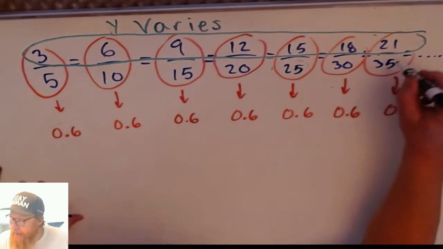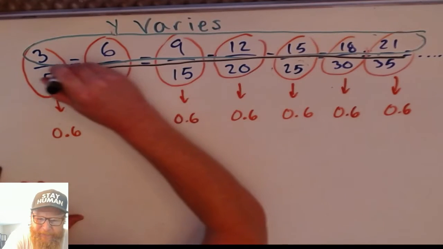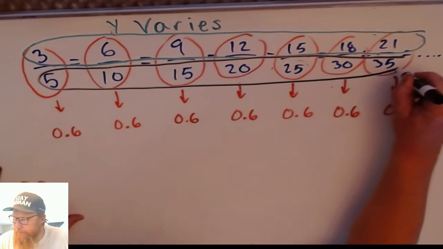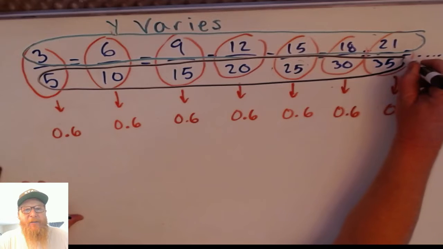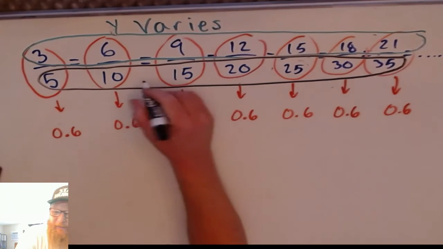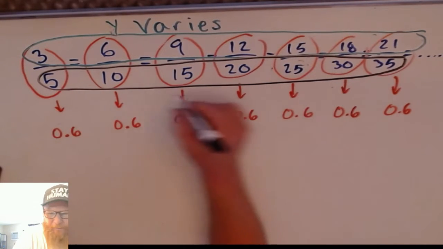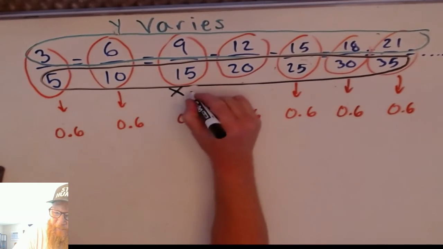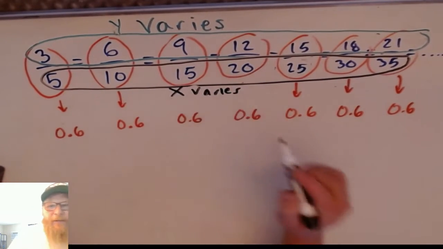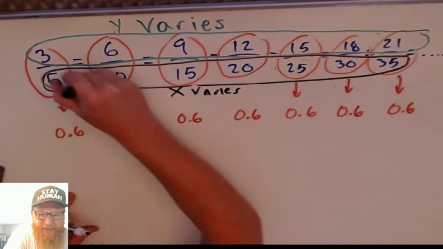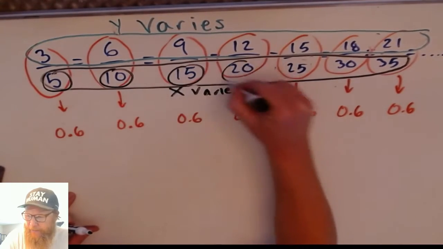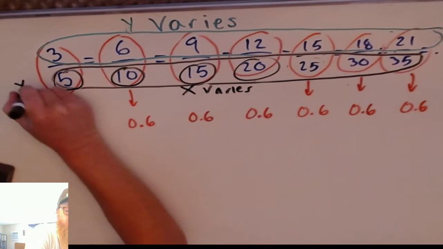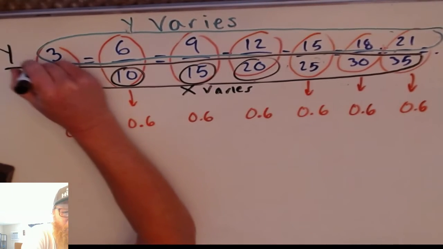X is the denominator. X also varies. Let's put that right here. X varies. So these are all X's in the denominator. Just to keep it clear, I'll put the letters over here: X in the bottom and Y in the top.